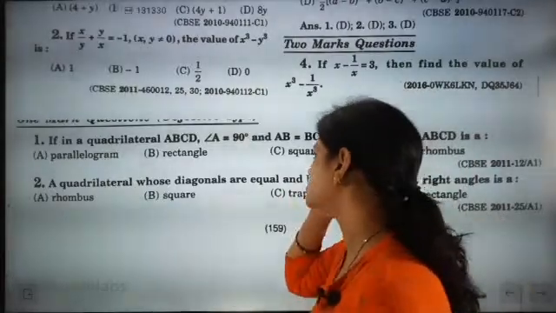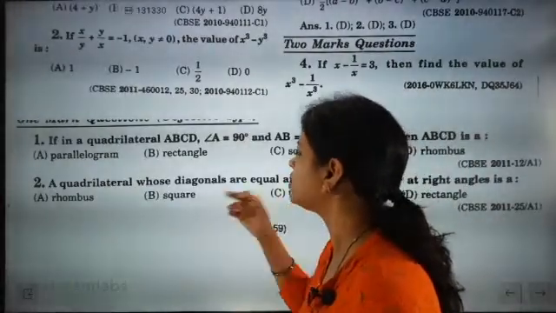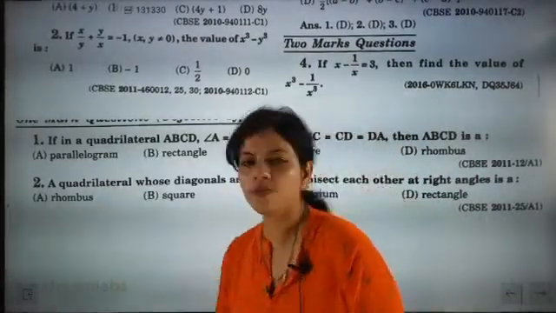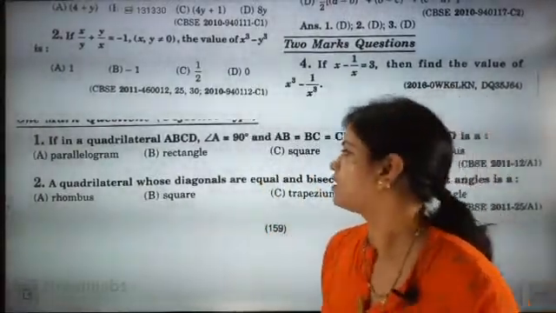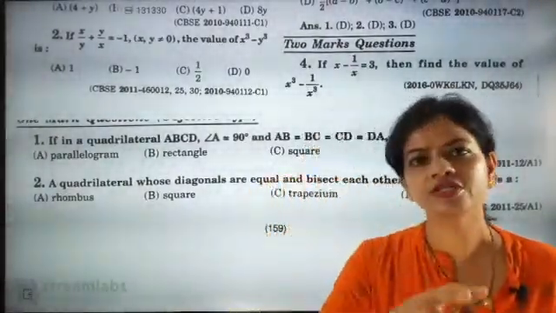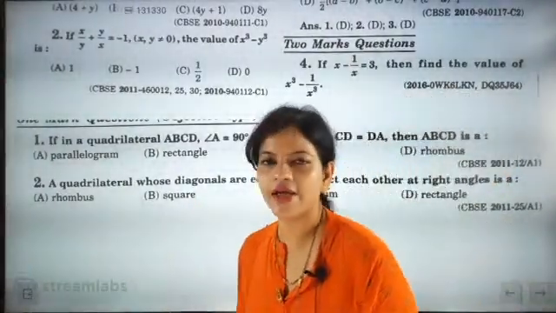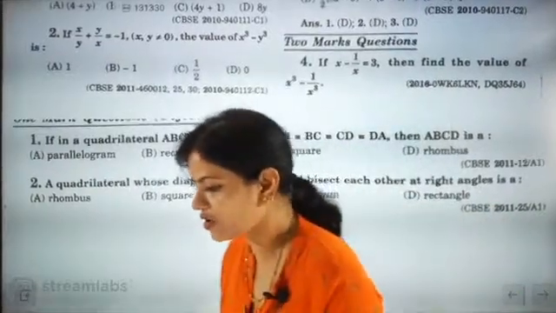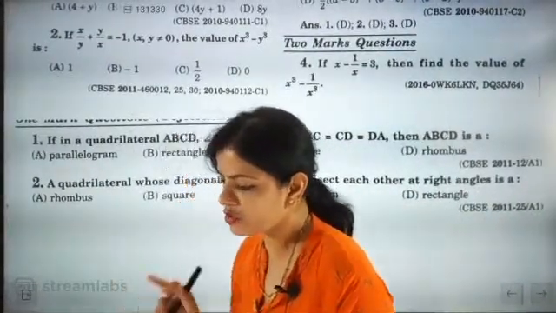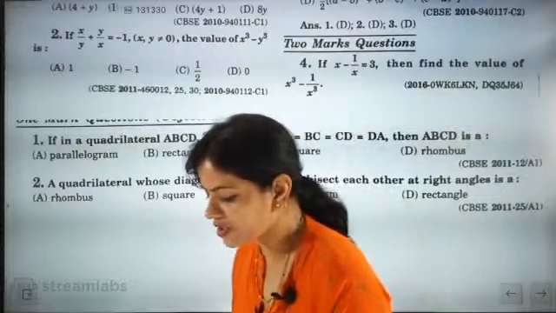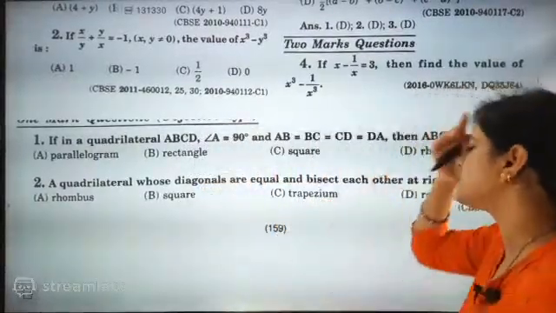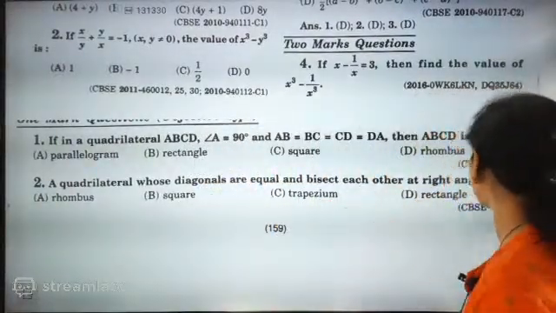The quadrilateral whose diagonals are equal. In rhombus, diagonals are not equal. We have to be very careful. In rhombus, diagonals are not equal. Okay. Next is trapezium, it is not possible.